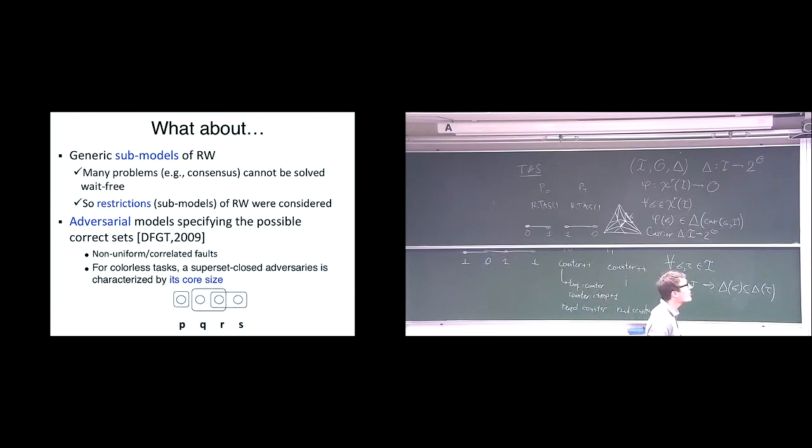And in general, you can see a model as a restriction of the wait-free model. Yeah, the wait-free model is the weakest one. It contains all possible executions. If you take a subset of these executions, this you can call a model. And depending on what restrictions you take, the more power you get. The more restricted your model is, the more power you get.